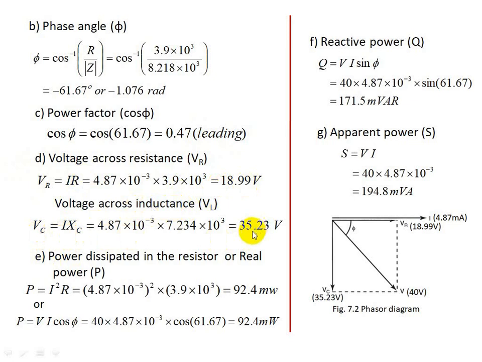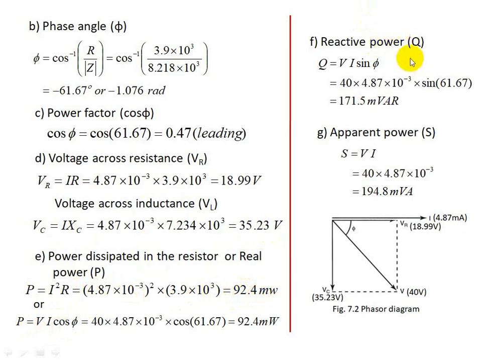So this value comes to be around 35.23 volts. The power dissipated in the resistor, or real power, P, is I square R, or you can use this formula, VI cos phi. Substitute the values, in both cases you get 92.4 milliwatts.